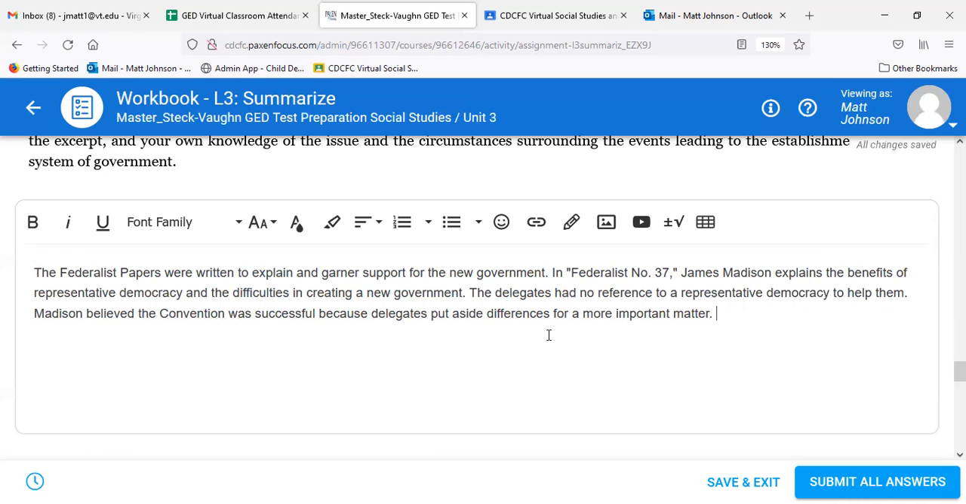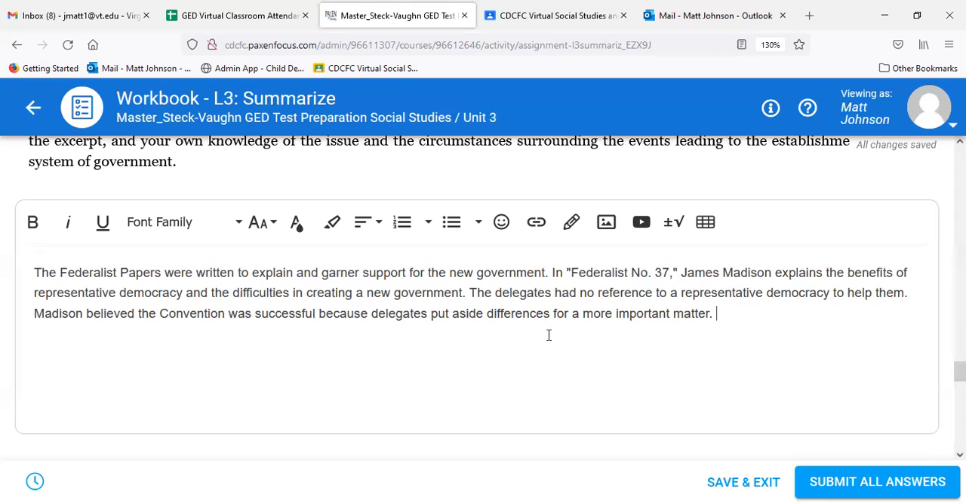So that just about covers everything. So what we have is an idea about the Federalist Papers: to explain and garner support for the new government. Madison explains the benefits of representative democracy and the difficulties in creating a new government. Why was that difficult? Because the delegates had no reference to a representative democracy to help them. And why was it successful? Madison believed the convention was successful because delegates put aside differences for a more important matter.